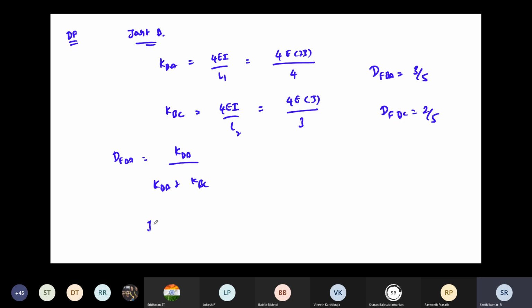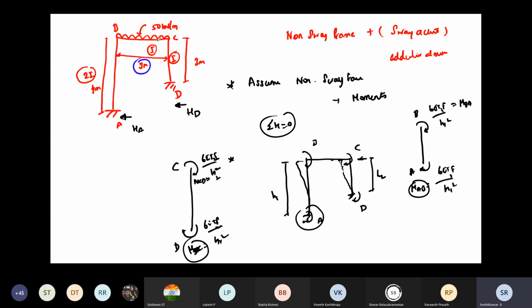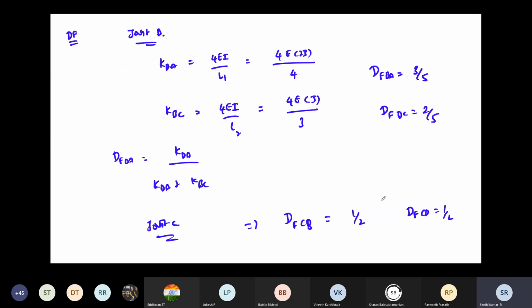Like that, if I'm using joint C, same thing, 4EI by L, 4EI by L will come. So DF_CB will be equal to 1 by 2, DF_CD equal to 1 by 2, because both are the same length, 50-50 percent will transfer. So what moment are you applying? 50-50 will transfer because of same length, right? So distribution factor is over.